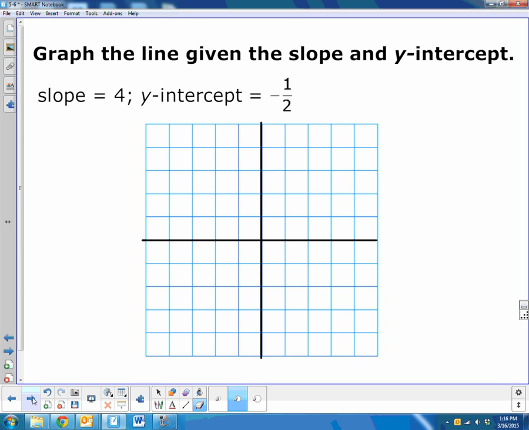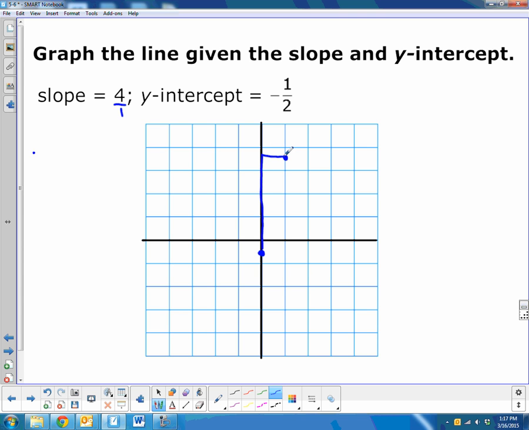Try this one on your own. Plot the y-intercept, use the slope to find the second point, connect the dots. I'm assuming you tried it on your own. I'm assuming you did this without me. I'm going to plot the y-intercept, negative 1/2. There we go. The slope is 4, which would be like 4 over 1. So rise over run, I go rise of 1, 2, 3, 4, run of 1.